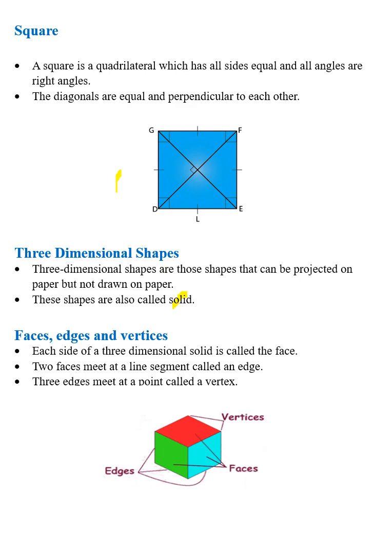Each side of a three-dimensional solid is called its face. Two faces meet at a line segment. These are called edges. And then the edges meet at a point, and that point is called a vertex. You can see it in this figure. This is a face. This is a vertex where two line segments are joining, and this is an edge.